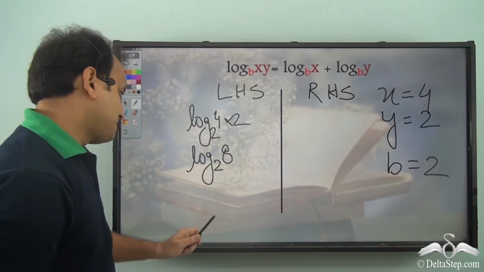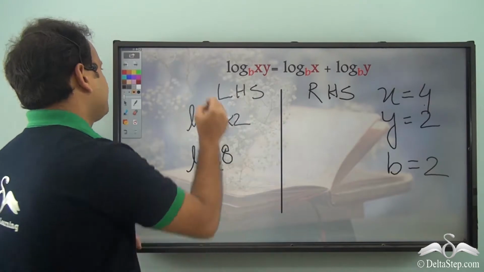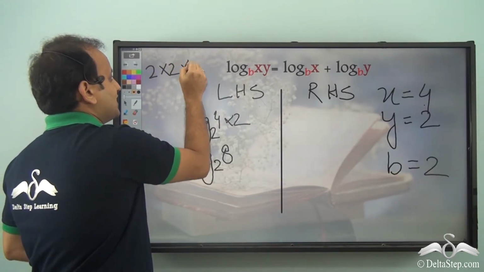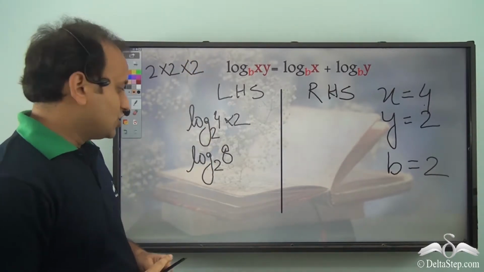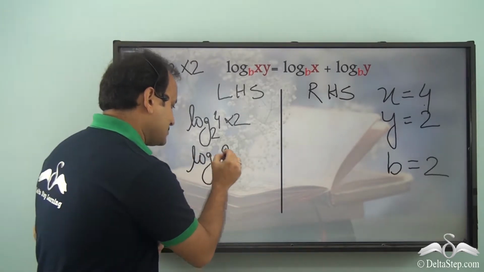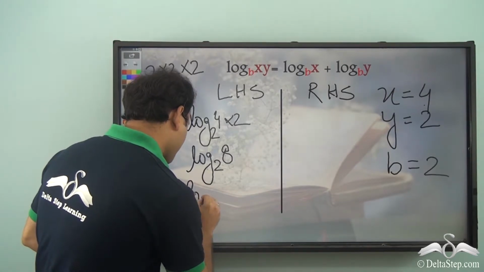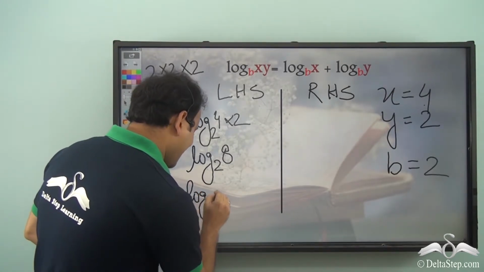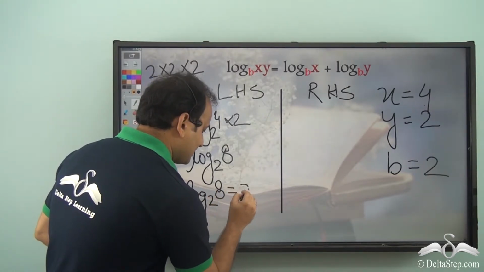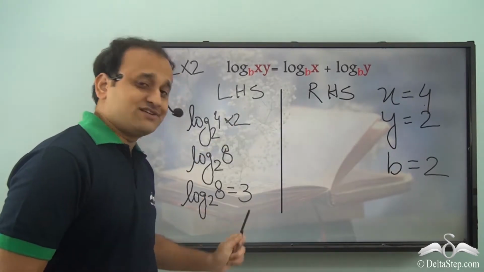Now let's see. Now 8, if we write in the form of 2, what will it be? It will be 2 into 2 is 4 into 2 is 8. That is 2 multiplied 3 times, right? So log 8 to the base 2 will be 3. Okay, so we have LHS as 3.